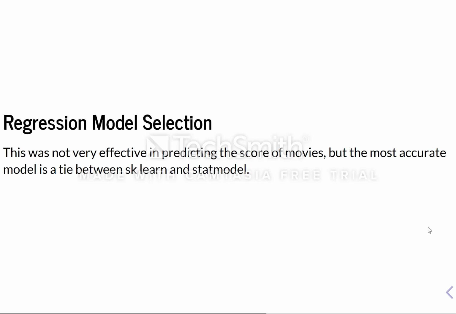So regression overall was not very effective in predicting scores of movies, but if we want to pick a winner for accuracy, it's a tie between sklearn and the stat model.